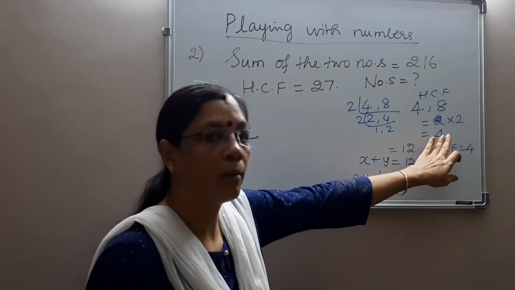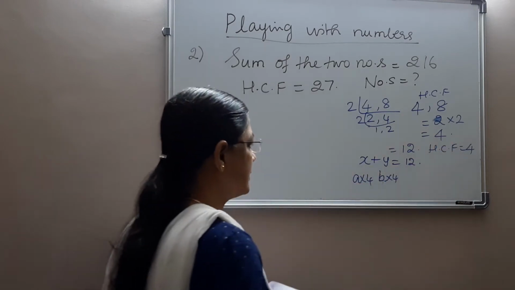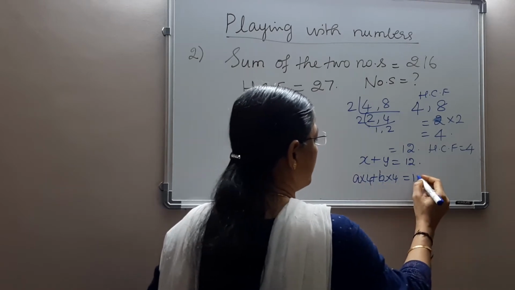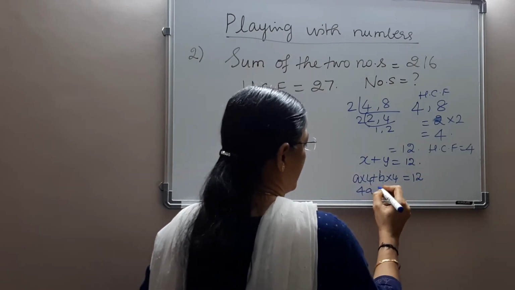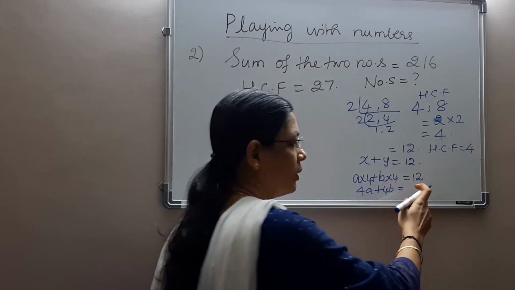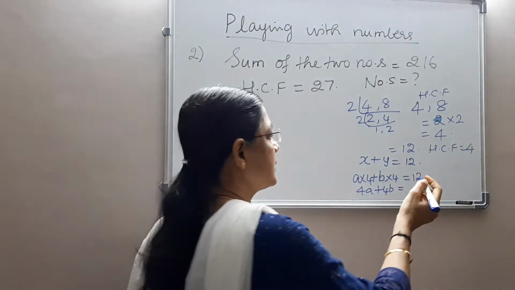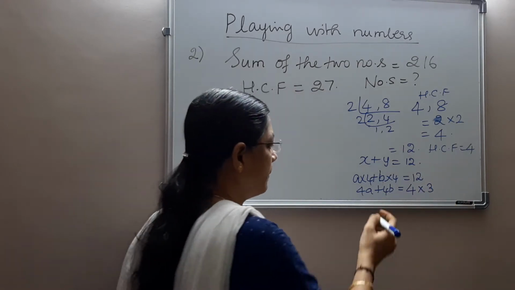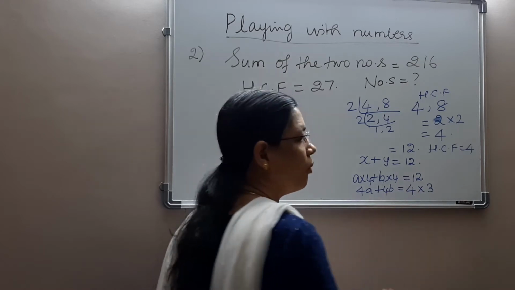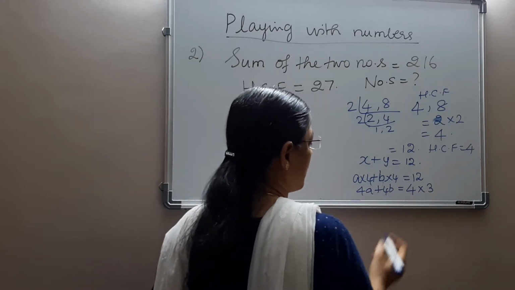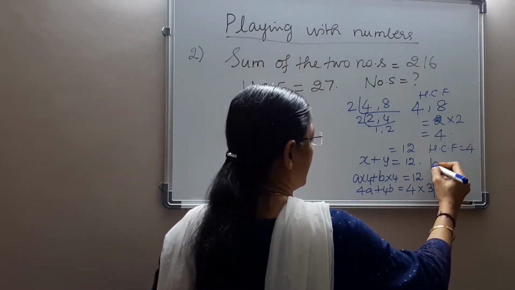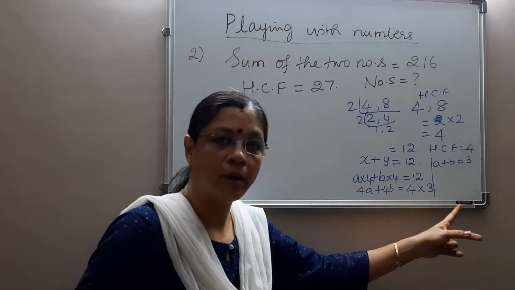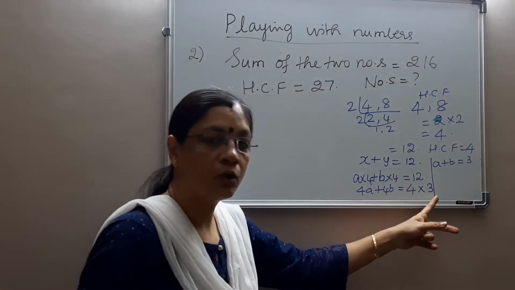This 4 being common because it is the HCF of both the numbers given here. So this, a into 4 added to b into 4, will give you 12 again. Now we can write this as 4a plus 4b is equal to 12, and even this 12, the sum of two numbers, can be written in the form of HCF, 4 into 3. Okay. So now 4 being common in all the terms, I divide throughout by 4. So what I get is a plus b is equal to 3. You understand? I divide throughout by 4 and I get a plus b is equal to 3.